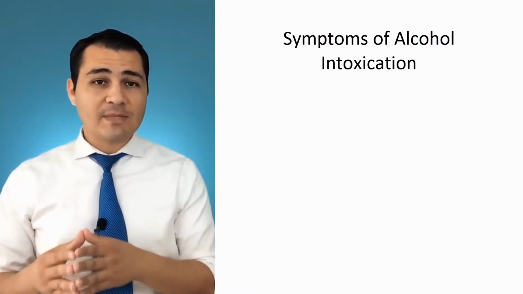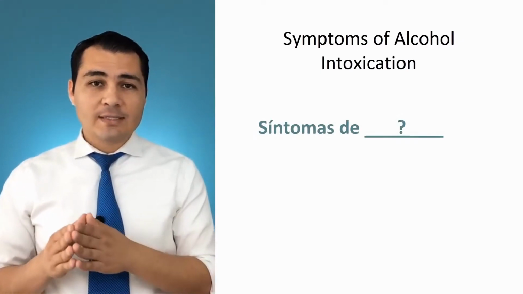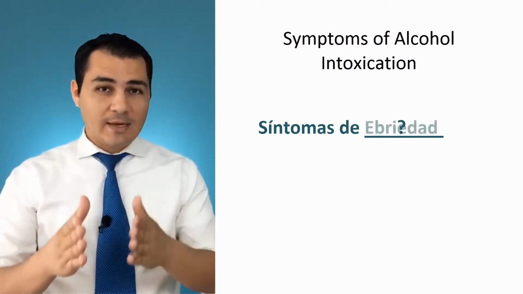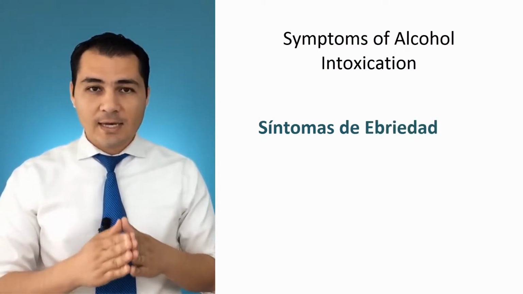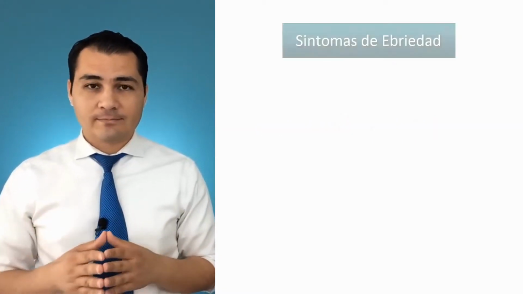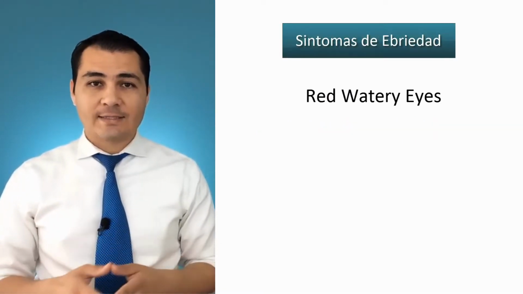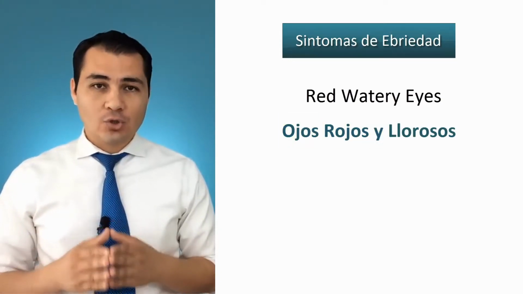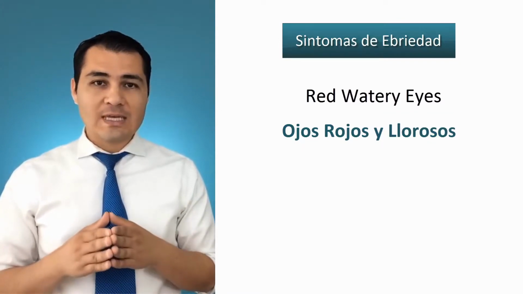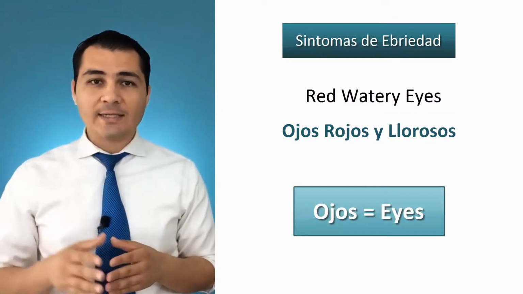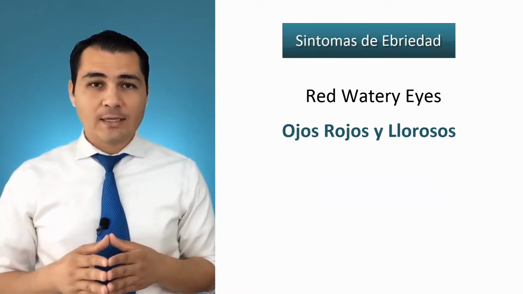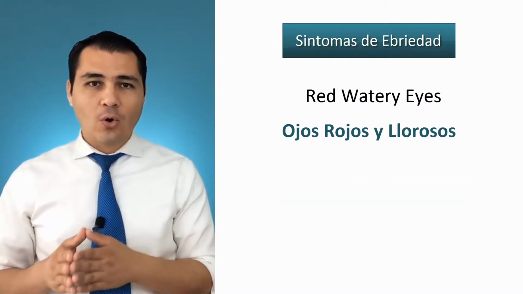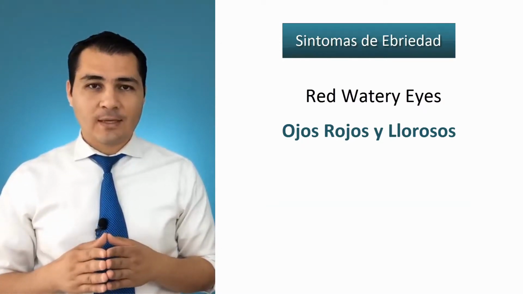Now, let's take a look at symptoms of alcohol intoxication. First of all, in Spanish, symptoms of alcohol intoxication would be síntomas de ebriedad. Number 1, red watery eyes. In Spanish, that would be ojos rojos y llorosos. Ojos, eyes, rojos, red, y, and, llorosos, watery. Ojos rojos y llorosos.